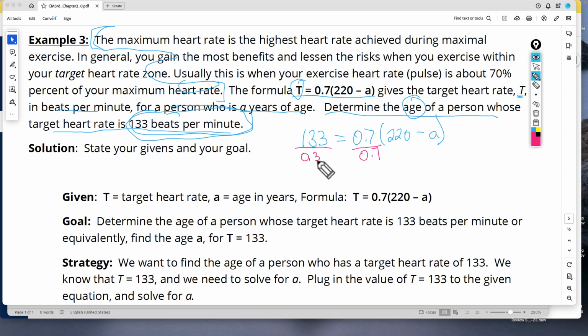So if I take 133 divided by 0.7, notice over here, this is going to cancel, so I'm going to save myself a step this way. So all that's left, since that's gone, is 220 minus A. What's 133 divided by 0.7? Oh, I left them in my vehicle. Has anyone got that for us? 190. So we've got 190. What should we do next to solve for A?